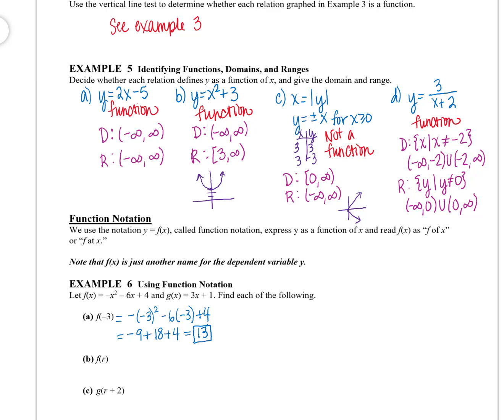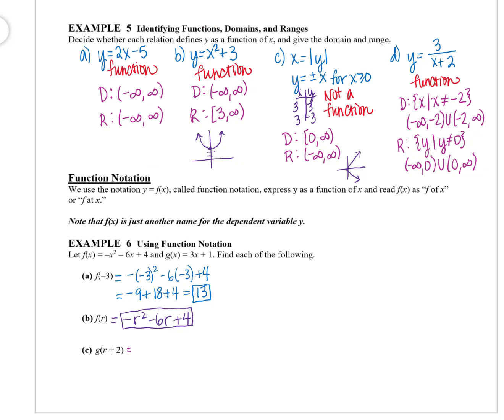Another one. Let's plug in r for x. So we have negative r squared minus 6r plus 4. There's nothing we can do to simplify this expression, so all of this is the output if the input is r.